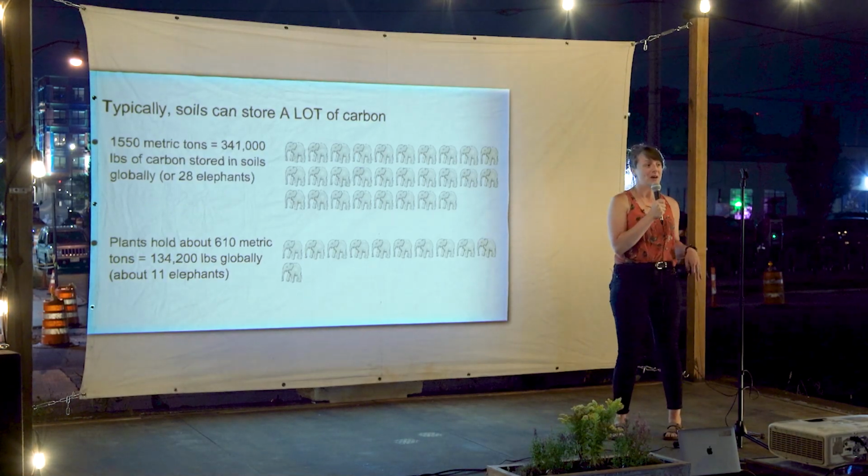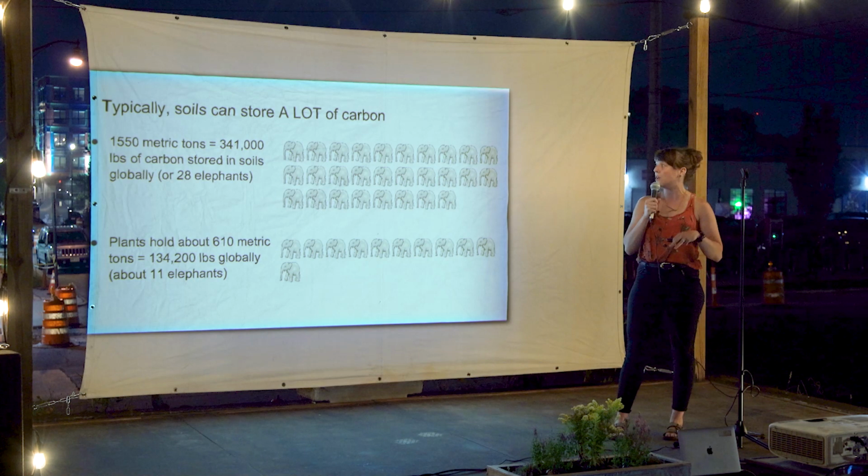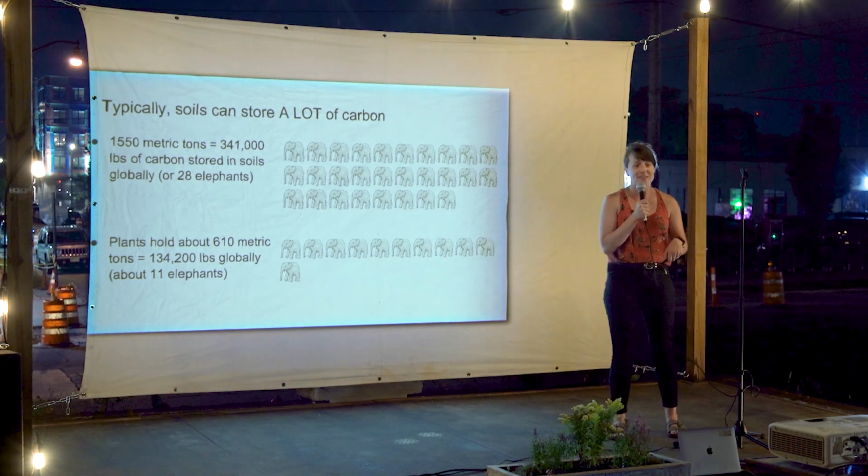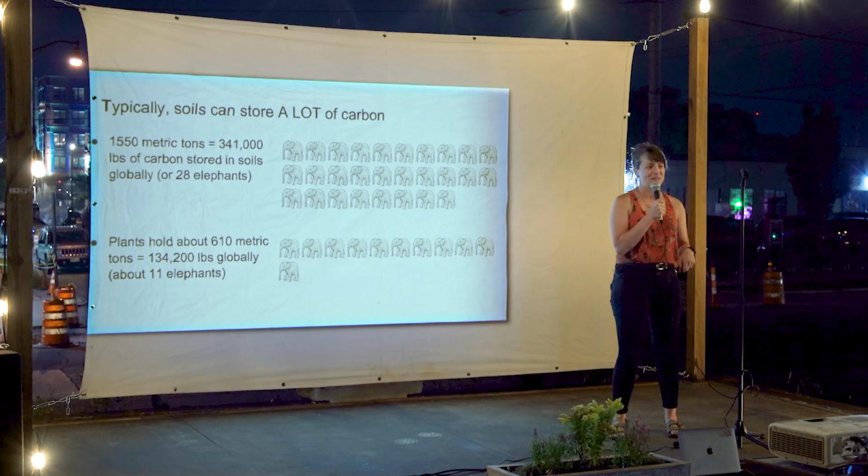Alrighty, so yeah. Soils can hold a ton of carbon. Globally, we have about 1,500 metric tons of carbon stored in soils. That is 28 elephants worth. I made this slide several years ago. I'm assuming that figure is still true. It's a lot of elephants worth of carbon. In plants, though, in all the land plants and all this grass we're sitting on and those trees all across the world, they only have about 610 metric tons of carbon, so about half the number of elephants. So soil can hold a lot of elephants of carbon.